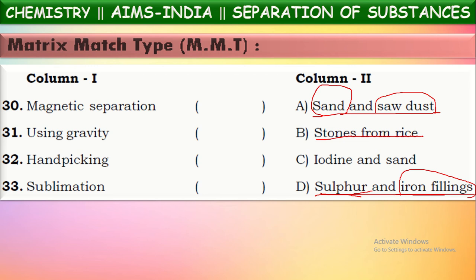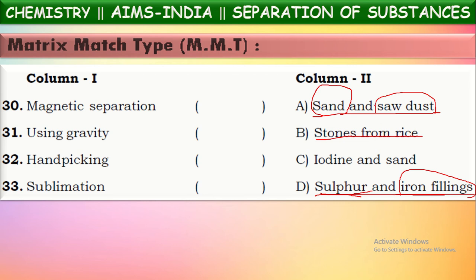A sublimable substance means a substance which can convert directly from the solid state to the gaseous state on heating without coming into the liquid state, and that phenomenon is called sublimation. For example, iodine, camphor, naphthalene, ammonium chloride: all these substances, on heating, convert directly from the solid state to the gaseous state without coming into the liquid state.